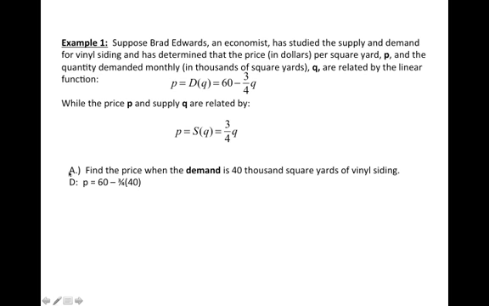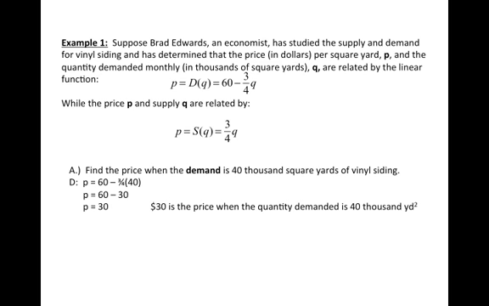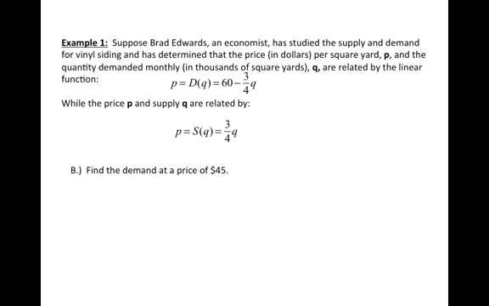I like to write that as just D with a colon, and then P equals 60 minus 3/4 our quantity. Our quantity right now is 40, and that's in thousands of square yards. 3/4 times 40 is 30. 60 minus 30 is 30, so $30 per square yard is the price when the quantity demanded is 40,000 square yards.